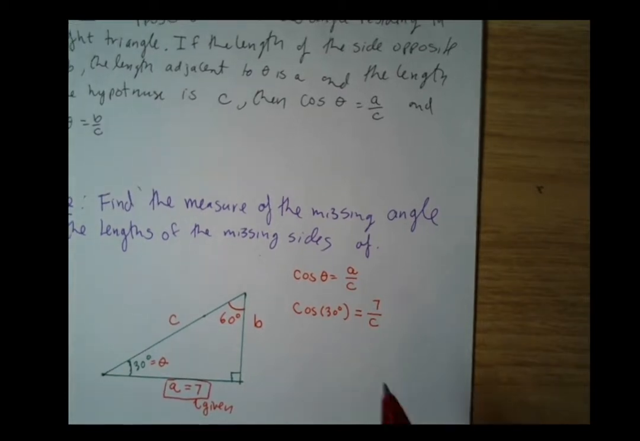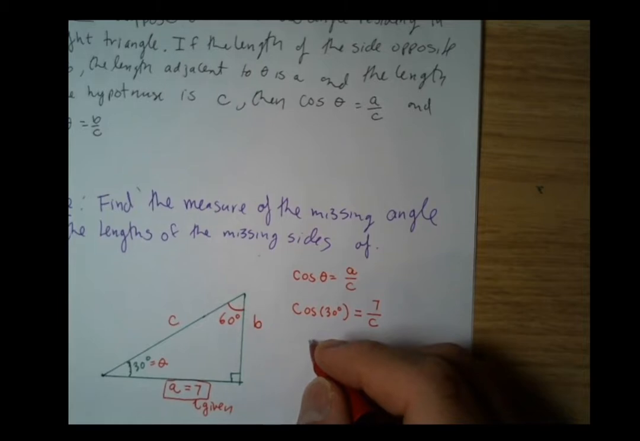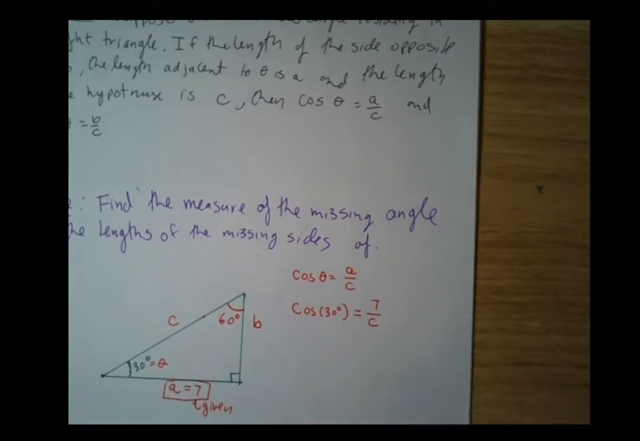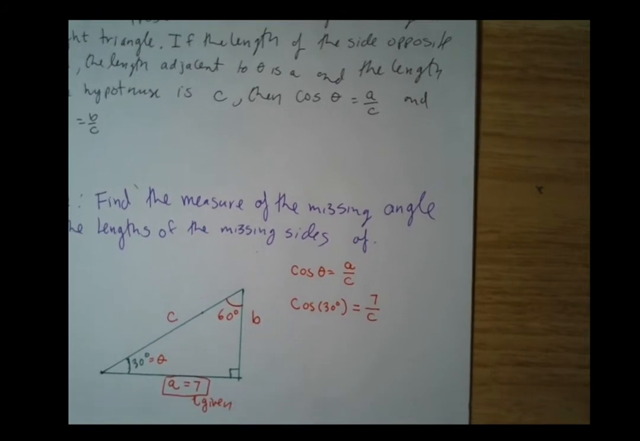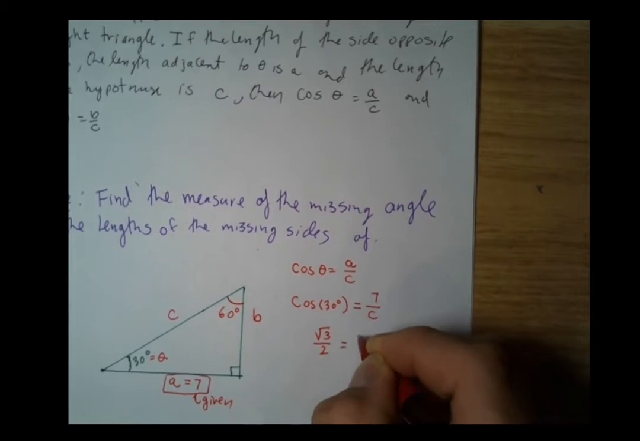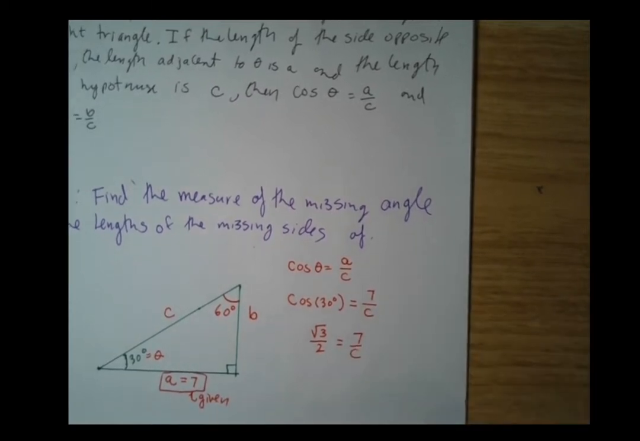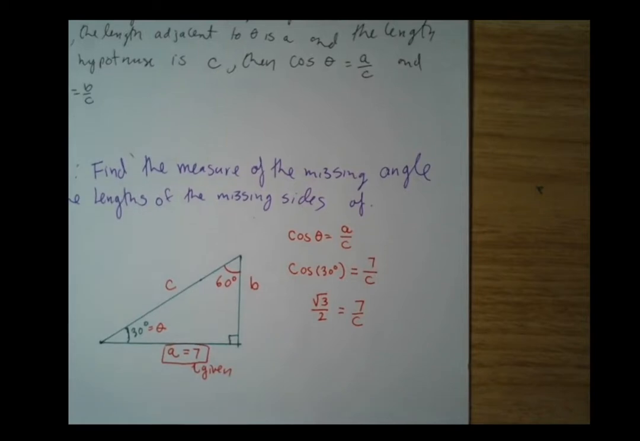Okay. So cosine of 30 degrees, or pi over 6. Take out my trusty unit circle. I have a copy of it. If not, I memorized cosine of 30 degrees, and I know that to be root 3 over 2, is equal to 7 over C. All right, and then I'll just solve for C here, right?